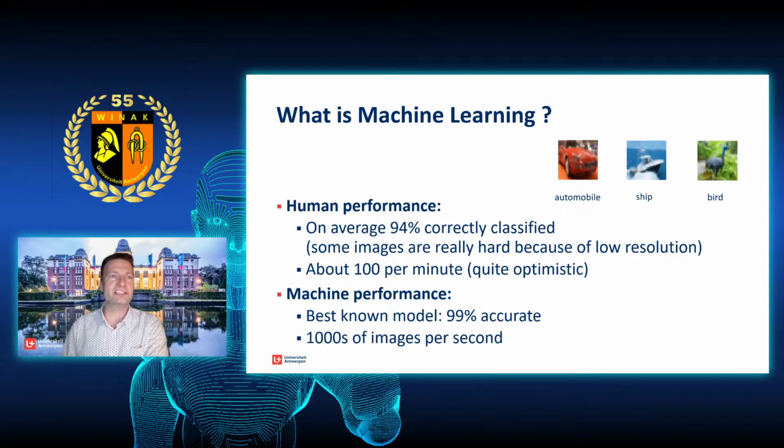If you compare this with machine learning, the best known models have a vastly higher accuracy. It's 99%, and they can do thousands of images per second. So this clearly is a huge advantage over humans in performing this task.